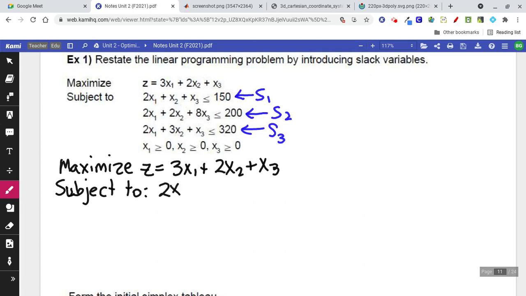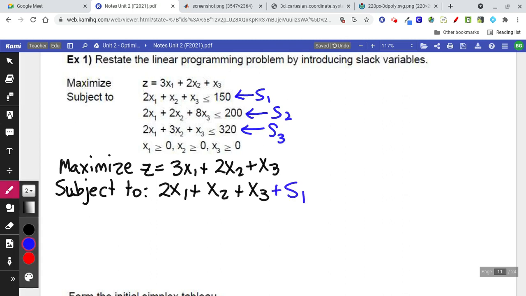just copy 2x1 plus x2 plus x3, but we're going to insert a slack variable to make it an equation, equals 150. That's all we're doing. Add that slack variable in there.